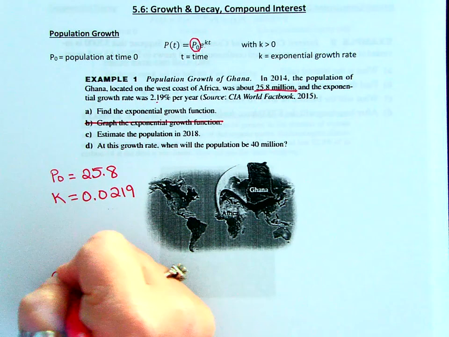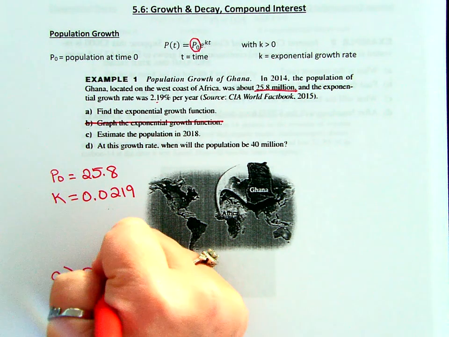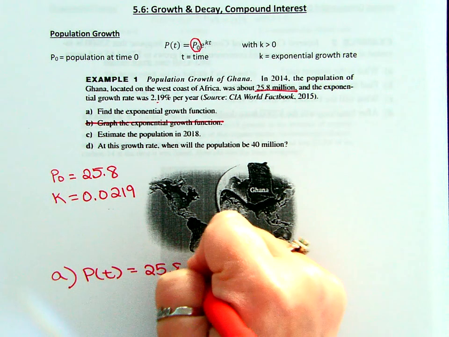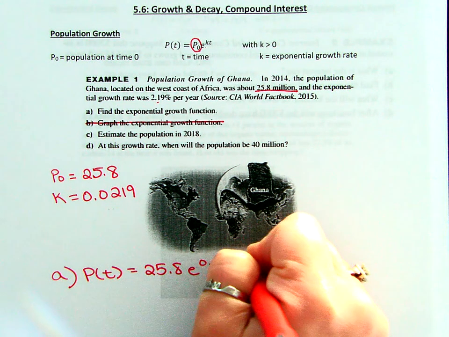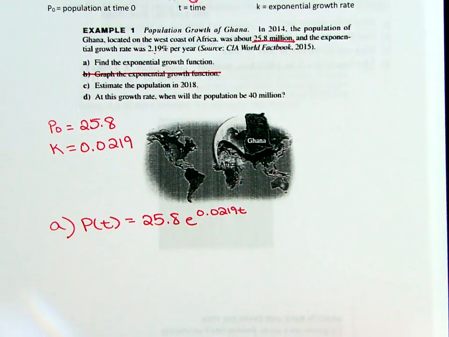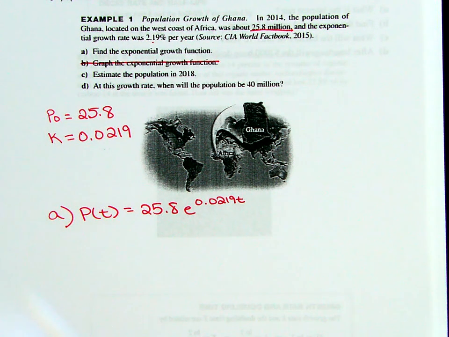So step A, we're just going to write our function. P of t equals 25.8 e raised to the 0.0219 t. That is all you're going to do. So you find the exponential growth function. P of t, the population at time t of Ghana, is going to be 25.8 times e raised to the 0.0219 t. Step B, we're skipping because we're not going to graph it. It's not really all that interesting to graph it.